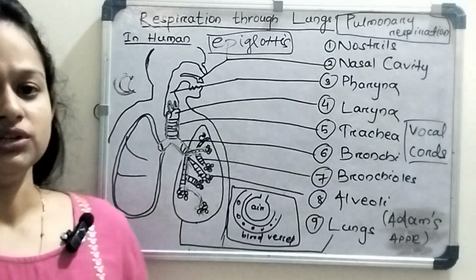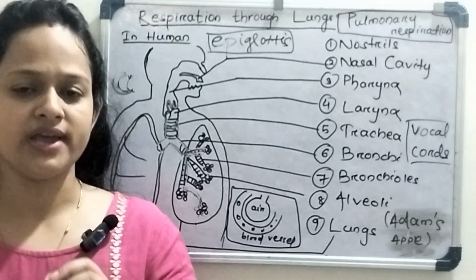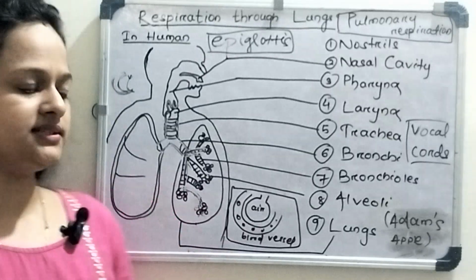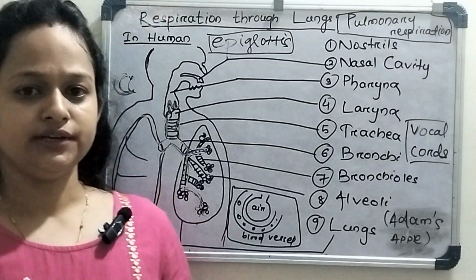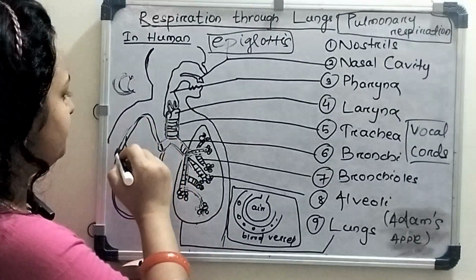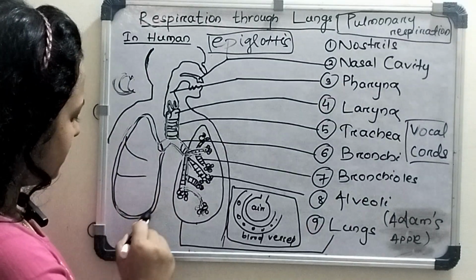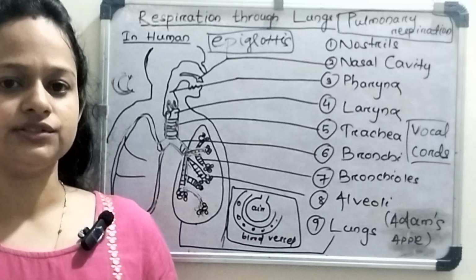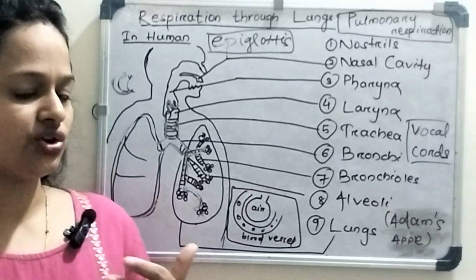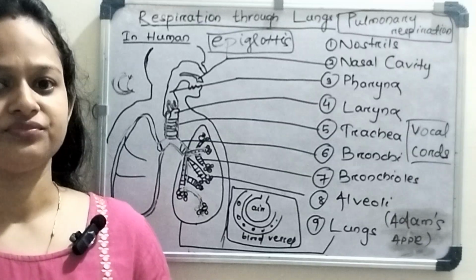Then come to the lungs. The lungs are spongy, hollow, bag-like structures, and they are cone-shaped, with the top tapering and the bottom flat. Here the lungs are covered by a membrane that is known as the pleural membrane.